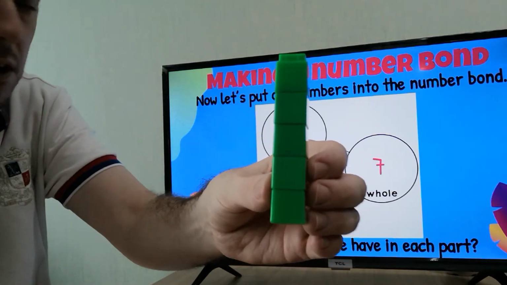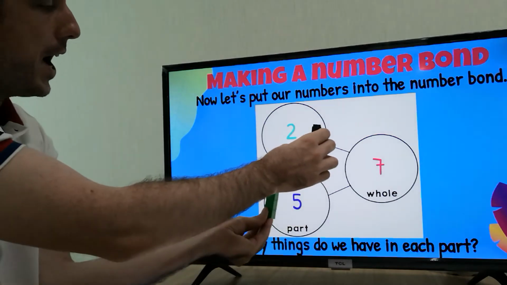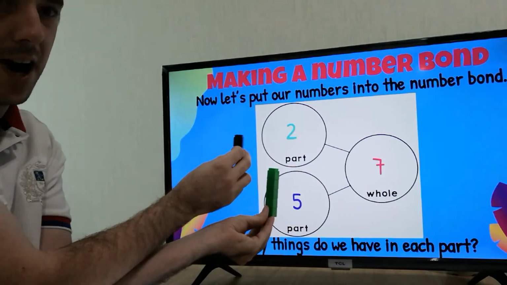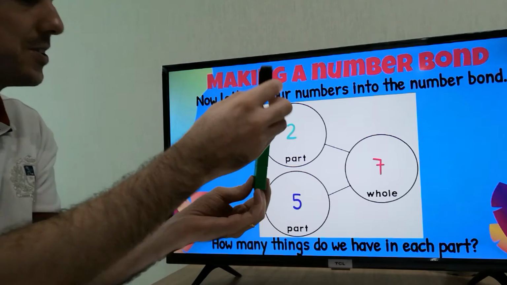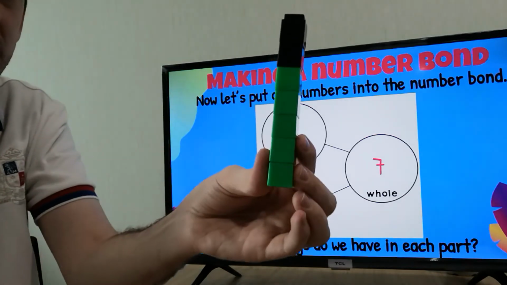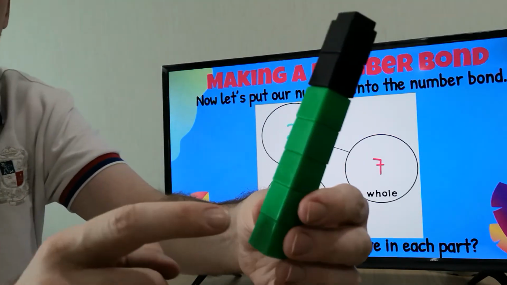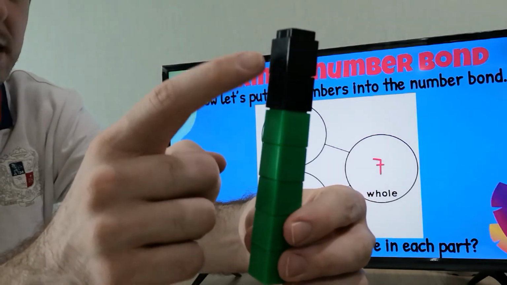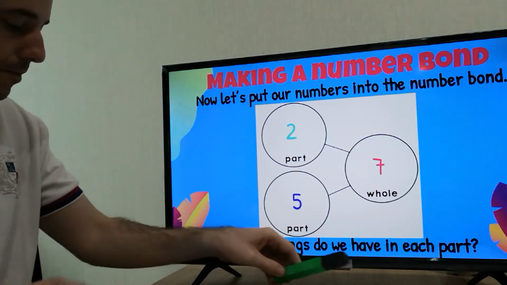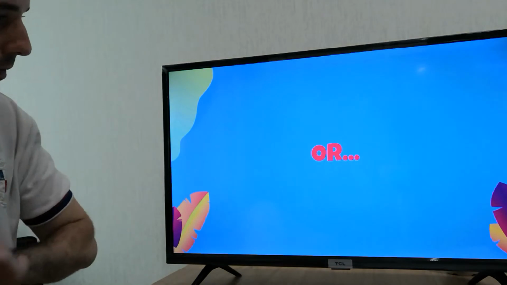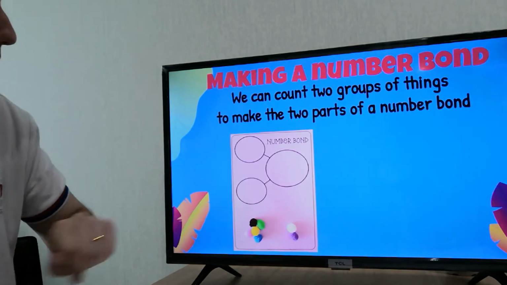1, 2, and 5 green blocks. 1, 2, 3, 4, 5. 5 and 2. Wait, can you see? 5 and 2 together will give me 7. 1, 2, 3, 4, 5, 6, 7. Okay. Or there's another way we could do it.